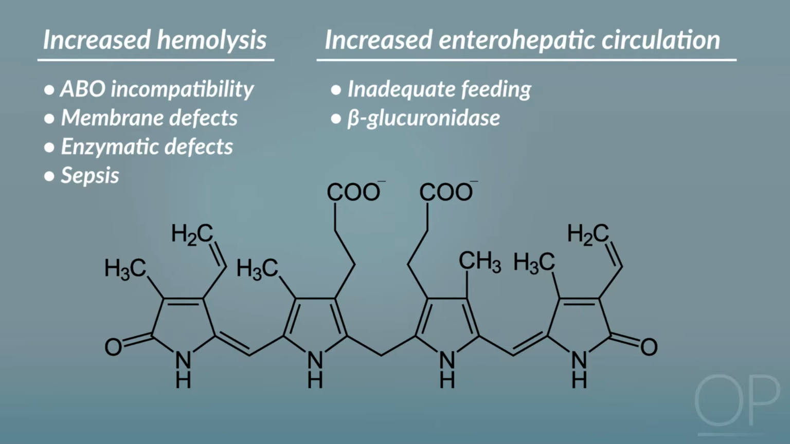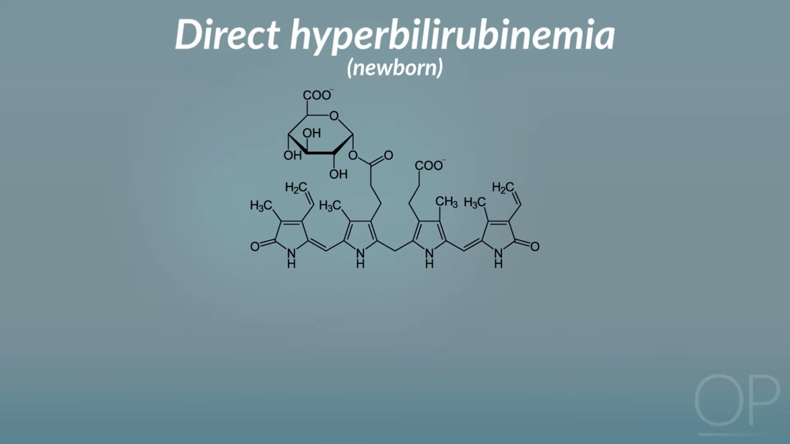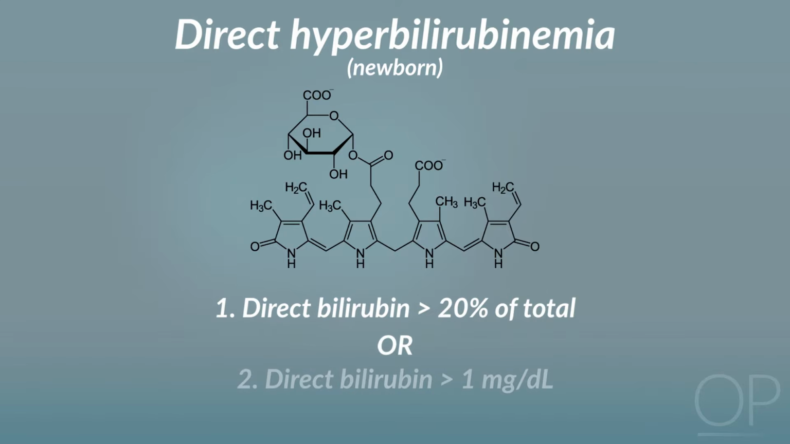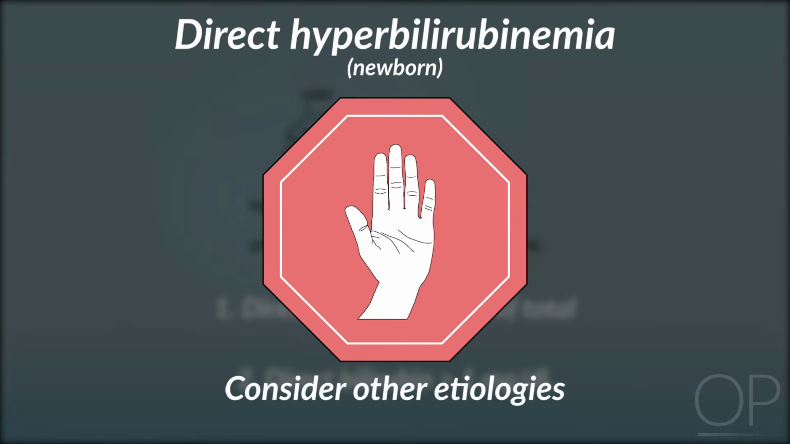It is important to note that all of the above etiologies should lead to an indirect hyperbilirubinemia. Direct hyperbilirubinemia, which in a newborn is defined as a direct bilirubin of greater than 20% of total, or of greater than 1 mg per deciliter, is never normal and should prompt urgent consideration of other etiologies, including biliary atresia.